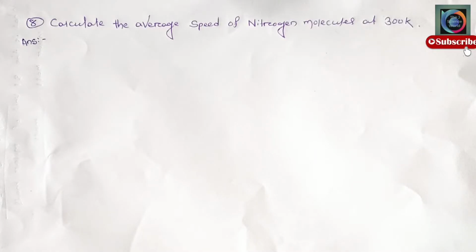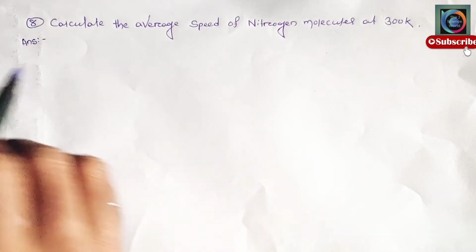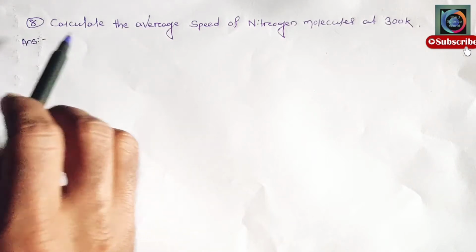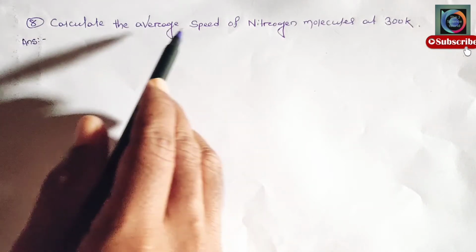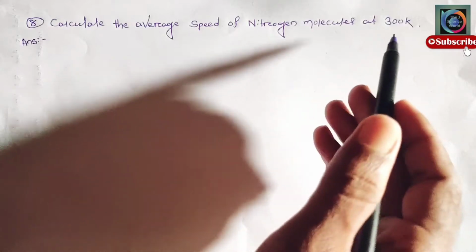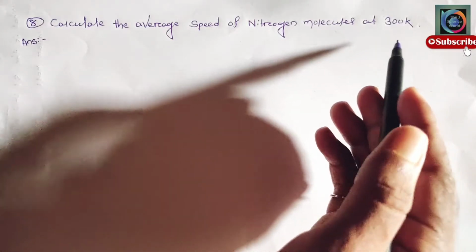Today's lecture we are going to talk about IGNOU TE June 2019 CHE4 Physical Chemistry. We already discussed question number 1 to 7. In this particular video, we are going to continue with question number 8. This is our question number 8. Calculate the average speed of nitrogen molecule at 300 Kelvin. That is our room temperature.